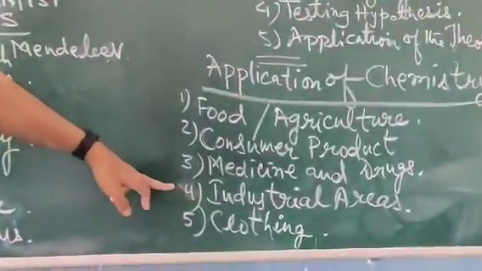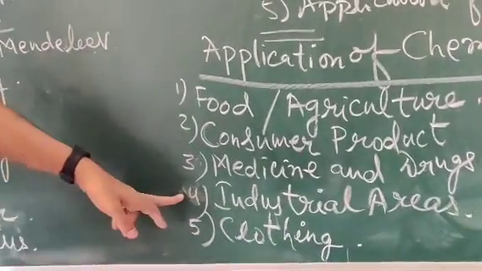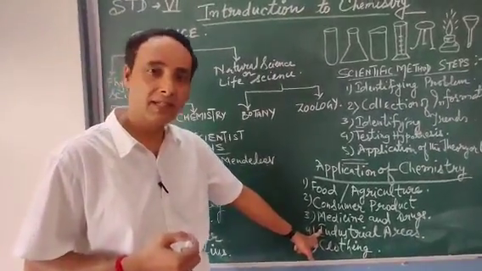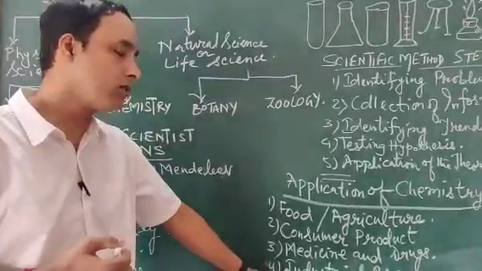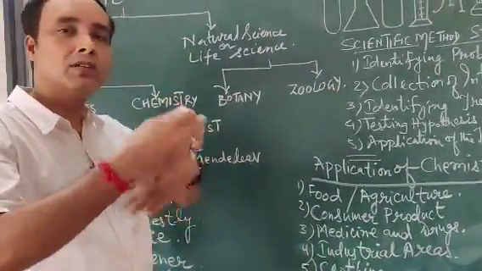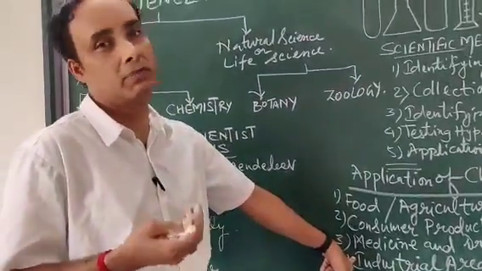After that, the fourth point is industrial areas. In this area you find a lot of chemicals like paints, varnishes, colors, dyes, and lots of other things which are still continuously being produced, and this is also a gift of chemistry.